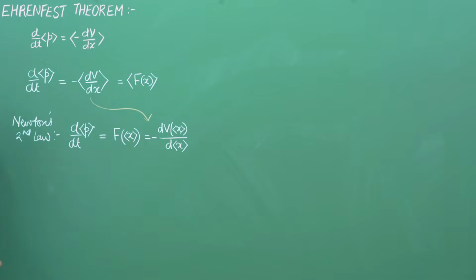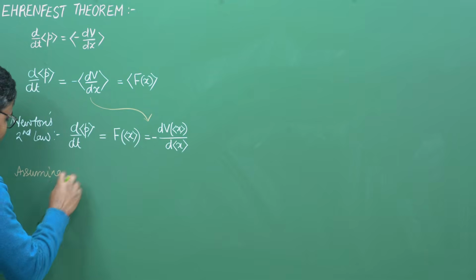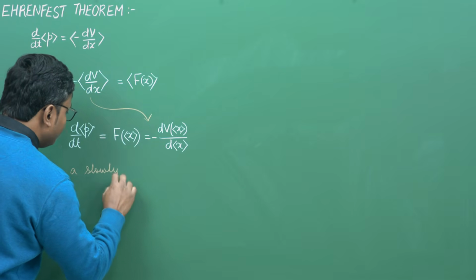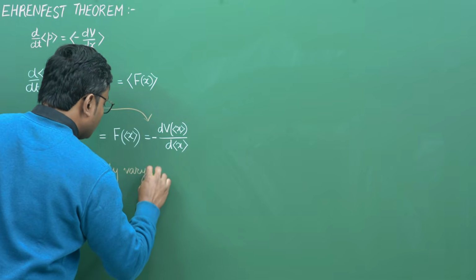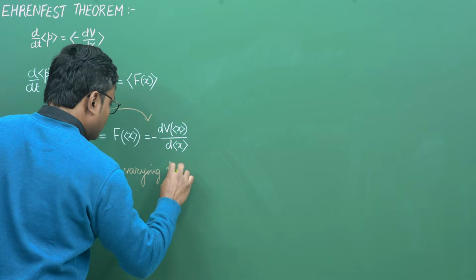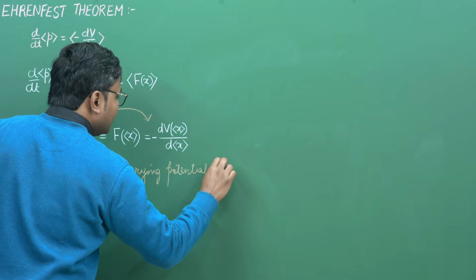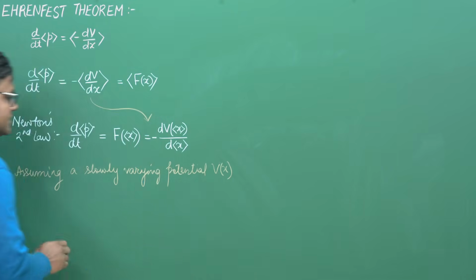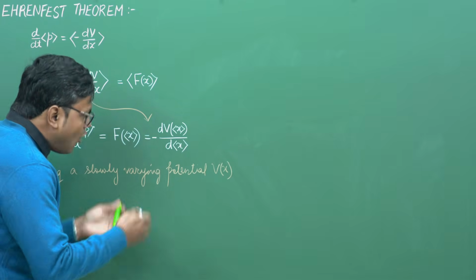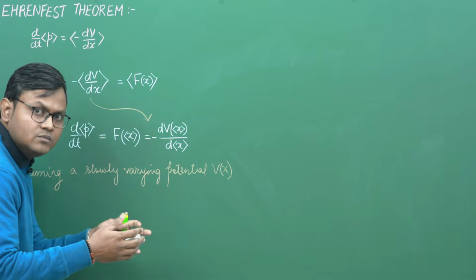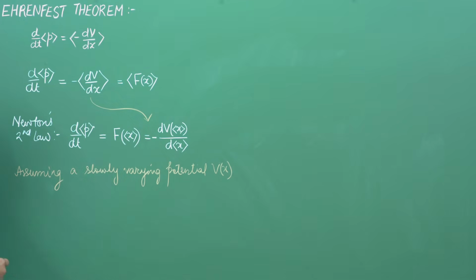To appreciate those two conditions, I am going to assume a potential which is slowly varying, okay? And then I am going to do a Taylor series expansion. So, assuming a slowly varying potential, the reason I am taking a slowly varying potential is because I want to do a Taylor series expansion of the potential or its force, and then I only want to retain the first few terms and exclude the higher order terms.